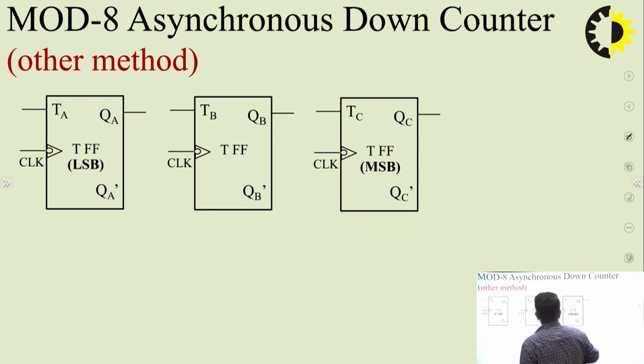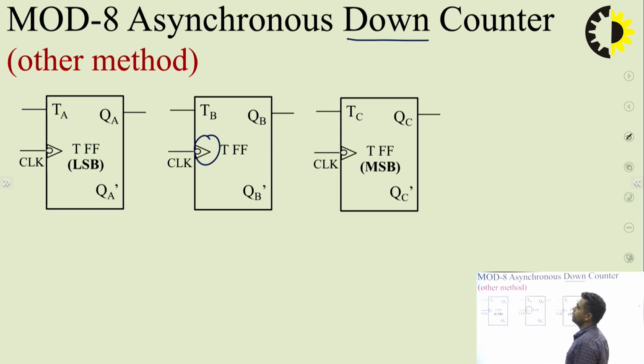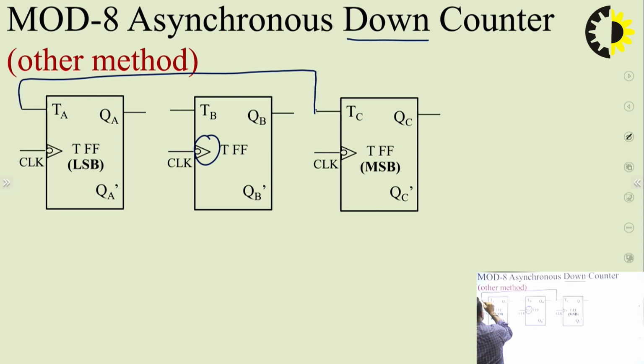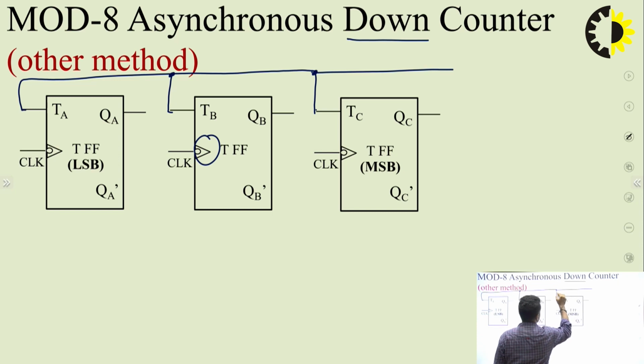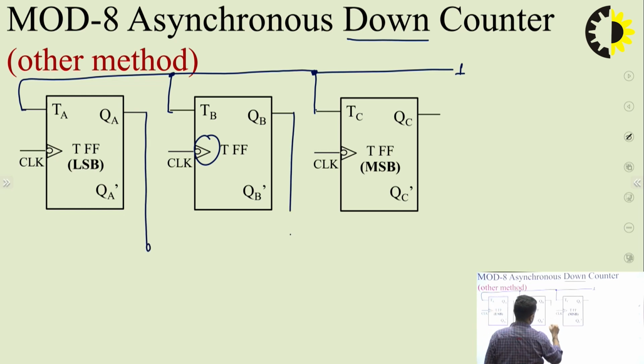Now for the mode 8 asynchronous down counter, another method is that this down counter can also be designed using negative edge clock instead of using positive edge clock. So how is it possible? For this, the common things which are still the same, I am first making those connections. That means all T inputs are going to be connected with logic 1. So I have connected them with logic 1. Next thing, all flip-flops are going to be taken as count display. So this is also same.